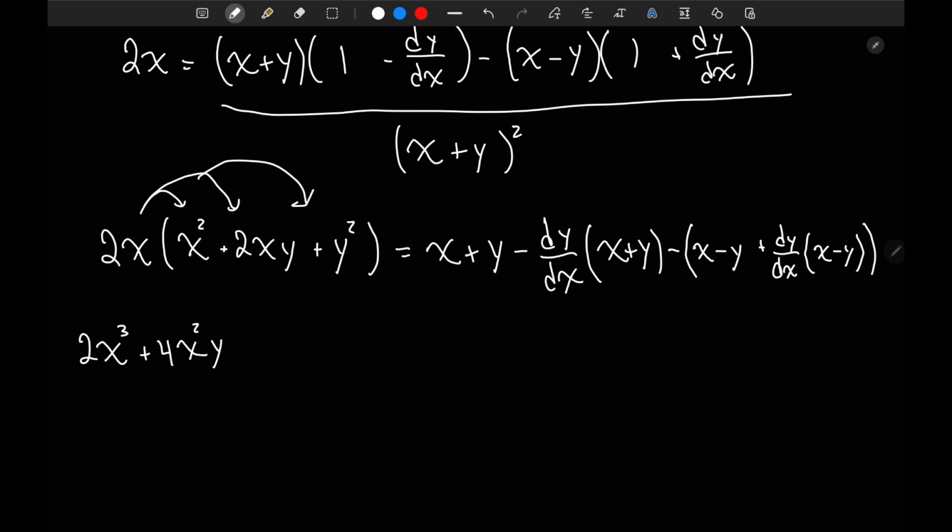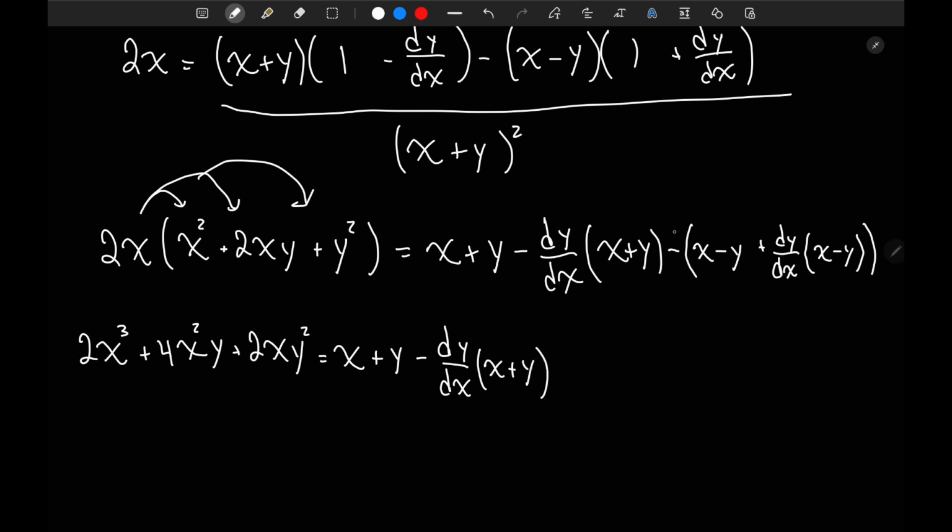Then 2x by y squared will give us 2x y squared. Now on the right, we just kind of carry along. We rewrite x plus y, and then here I'm just going to keep this minus there. Just keep the first part the same. dy/dx (x plus y).